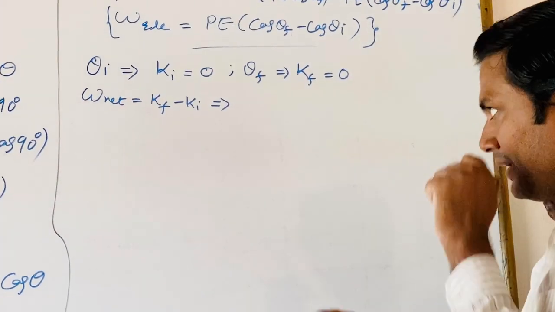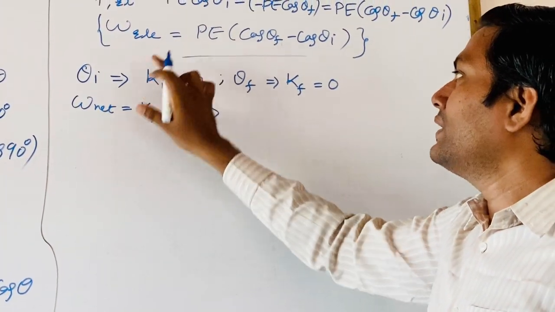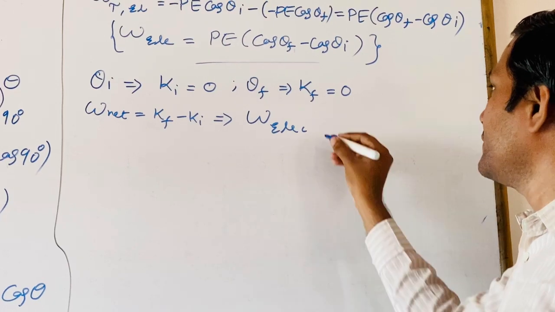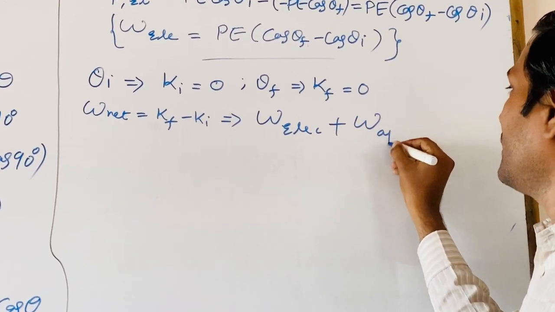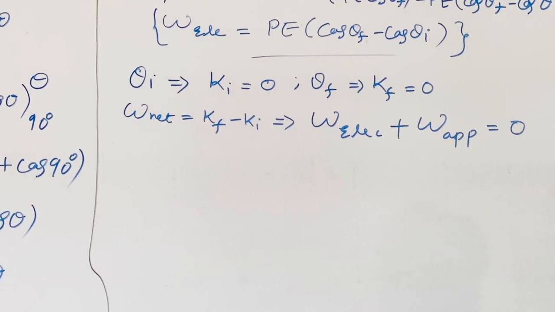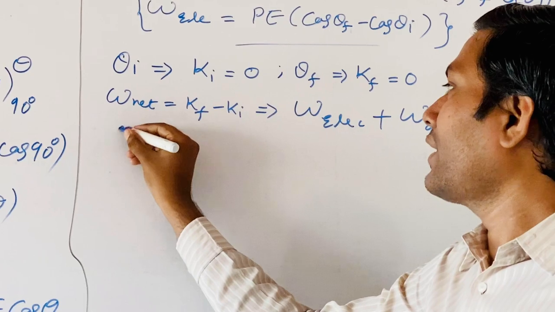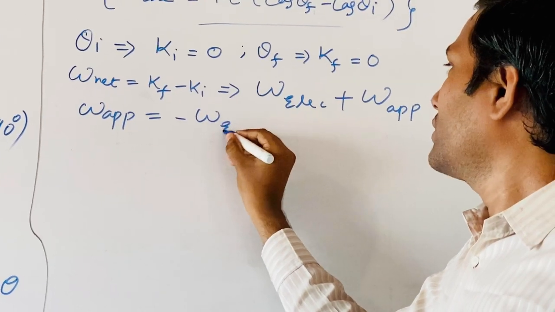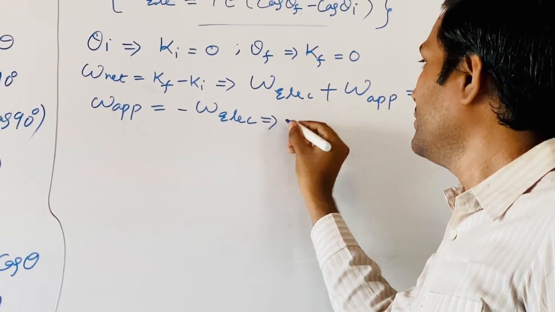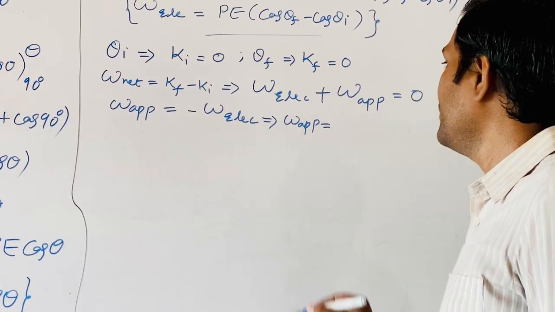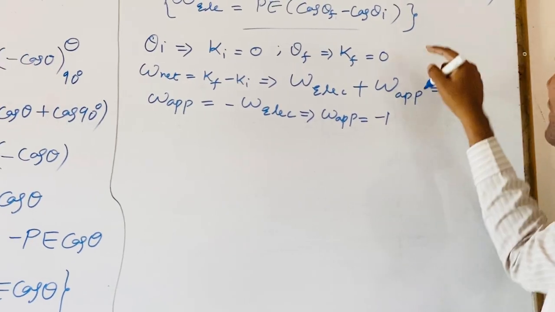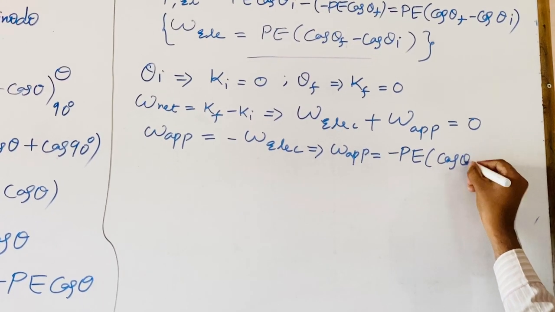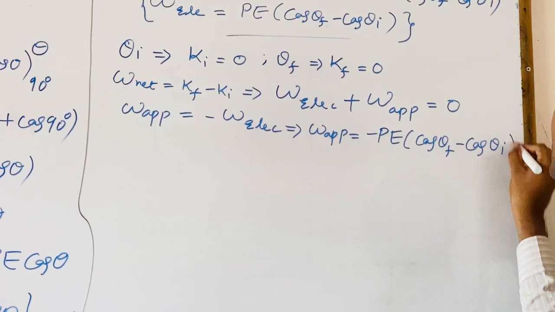So the net work done here is due to the electrostatic force as well as the applied force. That's why we can write: work done by the electrostatic force plus work done by the applied force is equal to zero. So the work done by the applied force is equal to the negative of the work done by the electrostatic force, which we calculated as minus PE into cos theta F minus cos theta I.